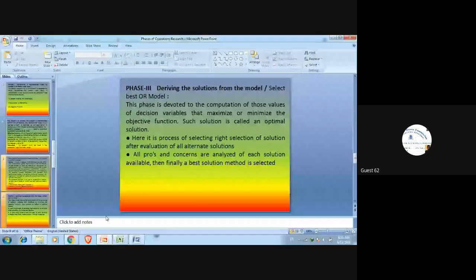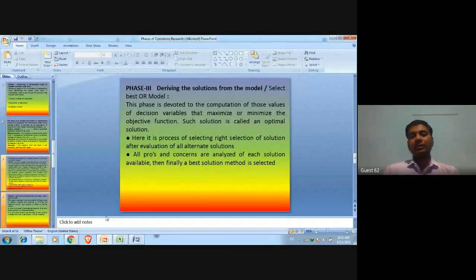The next phase is deriving the solution from the model, or you can say selecting the best solution from the model. This phase is devoted to maximizing or minimizing the objective. After that you have to select which one is best. Means you have to get the solution from that model. According to your objective function, which could be either maximize or minimize, you will get an optimal solution.